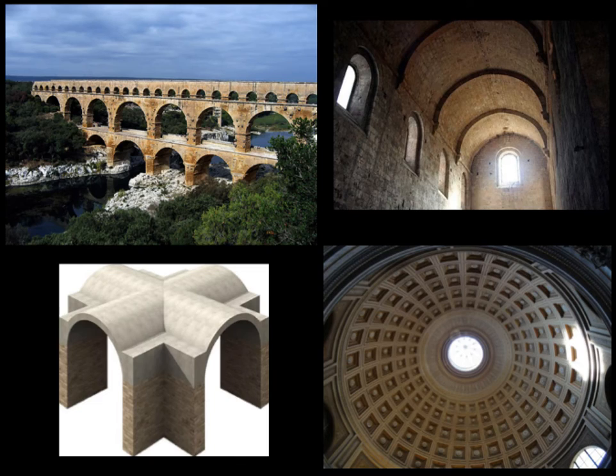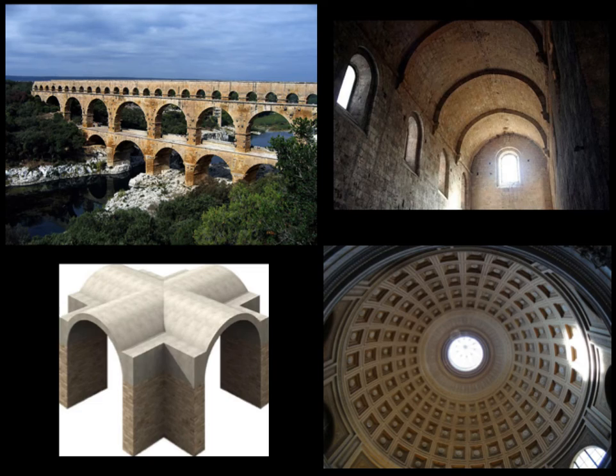Okay, and another term we need to know is arcade. Just as a colonnade is a series of columns, an arcade is going to be a series of arches. And as we see, we have 3 levels of those arcades that are making up that Pont du Gard there, the picture in the top left.